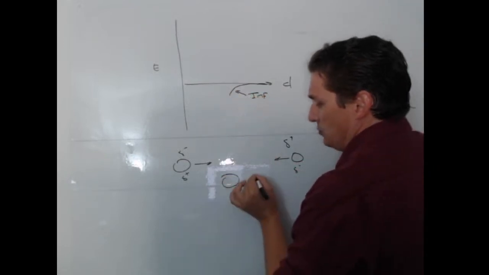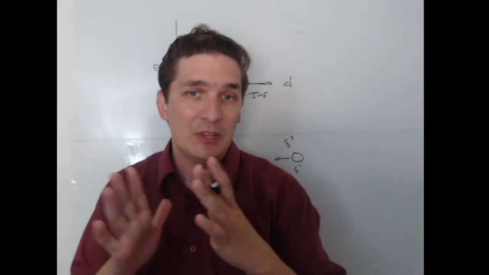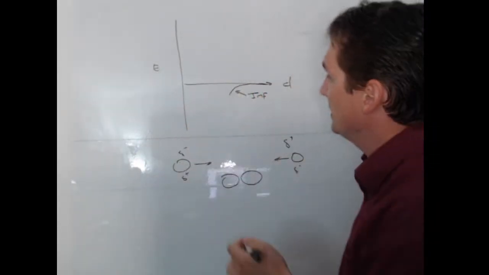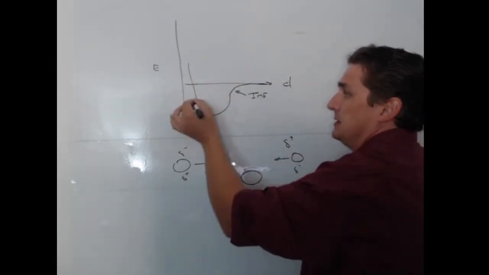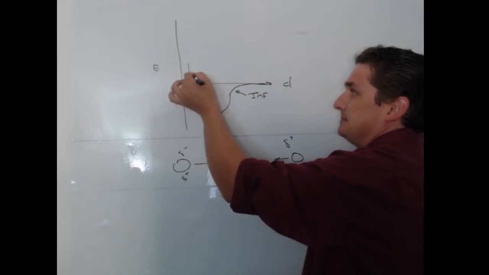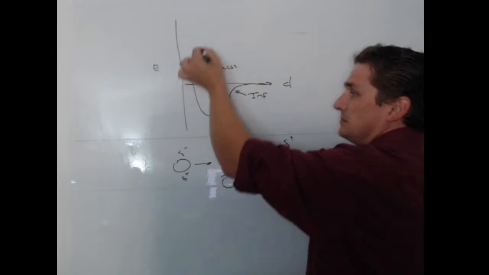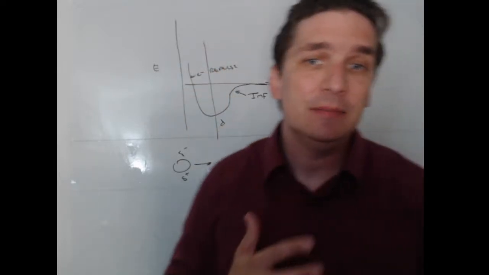But once they start getting really close to each other, we start getting a second force. And the second force is electron-electron repulsion. So if they get too close, the electrons repel. And so we get this ideal bond distance here, D.